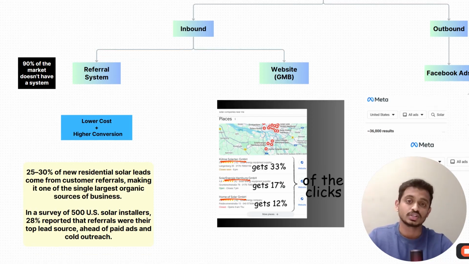I want to share two stats from the solar industry. One is that 25 to 30% of new residential solar leads come from customer referrals, making it one of the largest organic sources. And second, in a survey conducted of 500 US solar installers, 28% reported referrals were their top lead source, ahead of even paid ads and cold outreach. That's how important having a referral system is for your business.